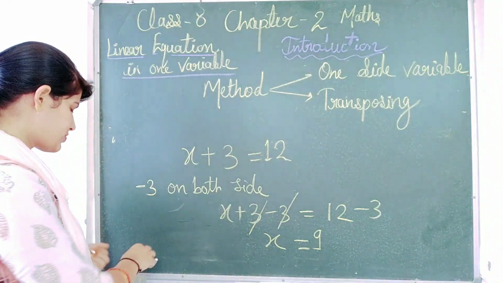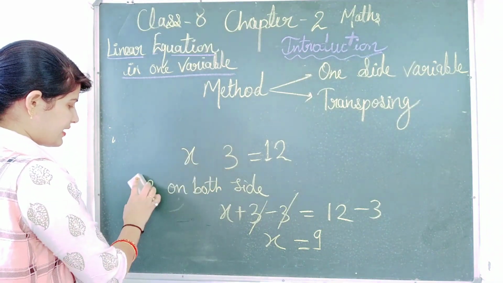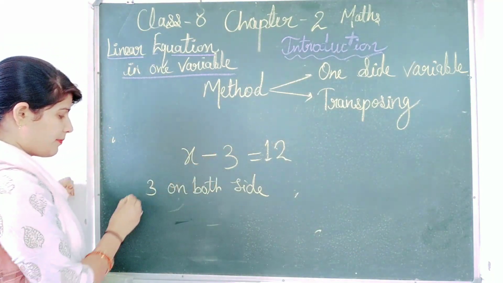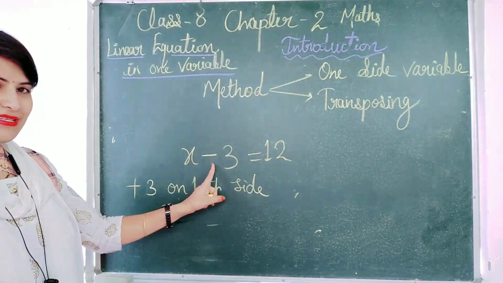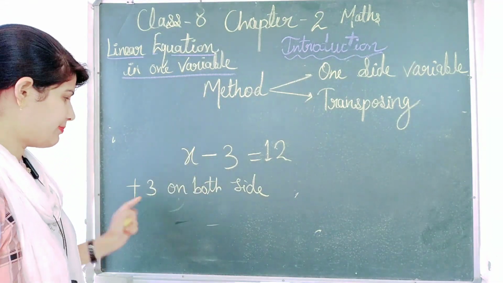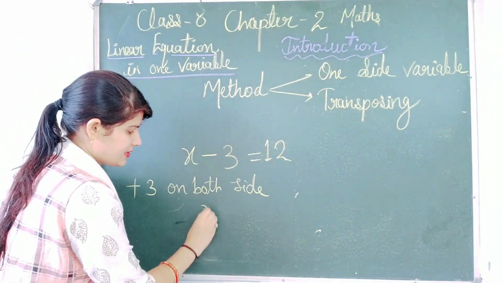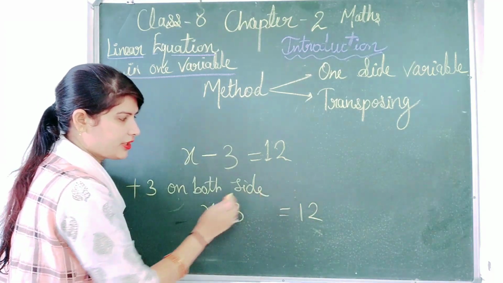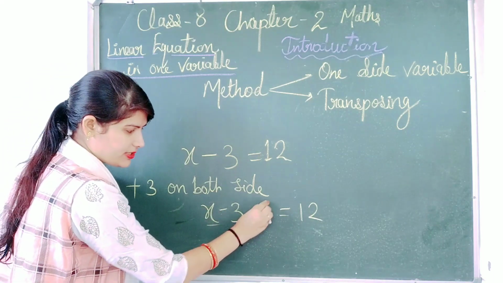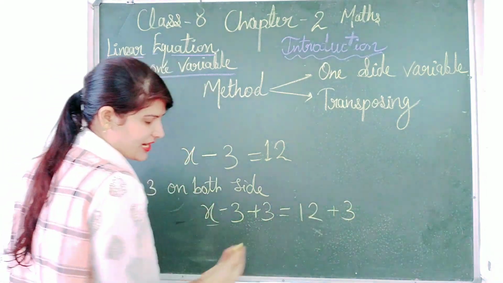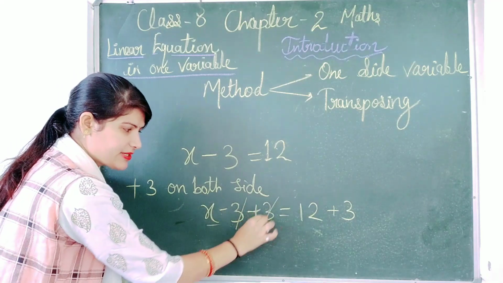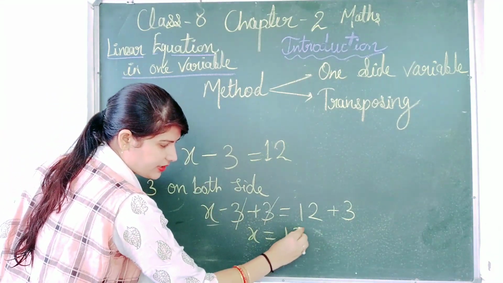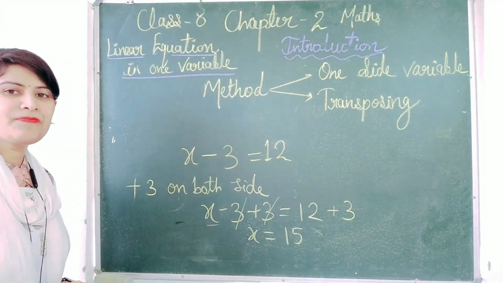Now comes the next question: if there is a minus sign, what do we have to do? With a minus sign, simple. Plus 3 on both sides because there is minus, just the opposite. Plus 3, because x minus 3 equal to 12. This is our question. So plus 3 on both sides. What will we get? Minus 3 plus 3 cancel out. X is equal to 12 plus 3. That means 15 is the answer.